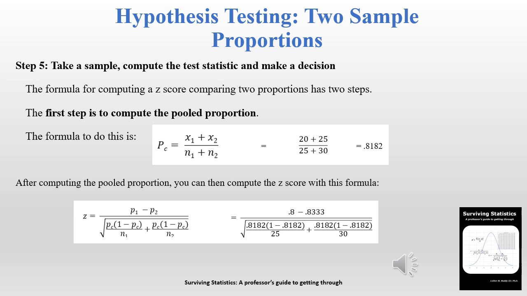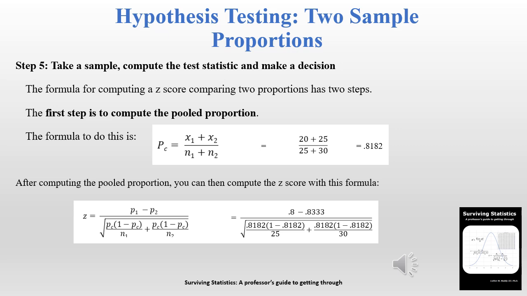Like the t-test we computed a moment ago manually, it also is a two-step process, but it isn't as difficult as what we had to do with the t-stat. So the first step is to compute the pooled proportion, and the pooled proportion is simply the overall proportion. It is the number in sample 1 that answered yes, plus the number in sample 2 that answered yes, divided by the total sample size. So our pooled proportion equates to a value of 0.8182.